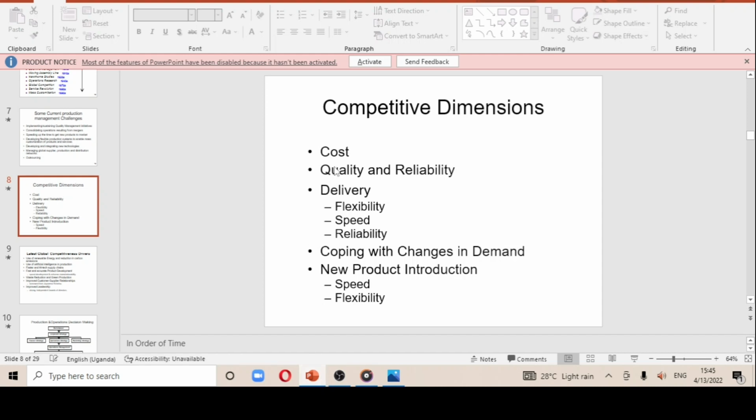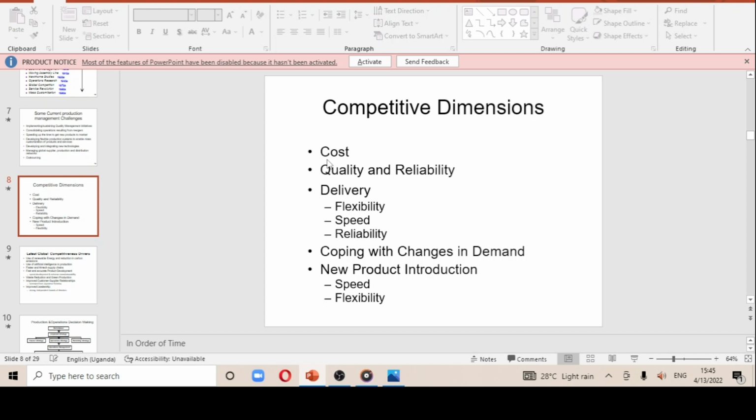Competitive dimensions. With competitive dimensions, it's more to do with what dimensions are helping different firms to compete. What dimensions? We have a dimension like cost. Cost is you having the ability to sell at a lower cost. That is a competitive dimension, you having that ability. That means you're going to get customers running up to you. If I'm selling my phones at a lower price compared to my other competitors somewhere else, I'll have that advantage of selling guys cheaper phones.